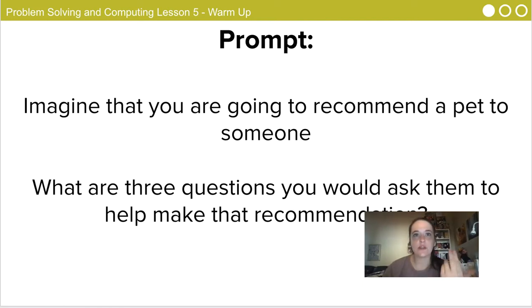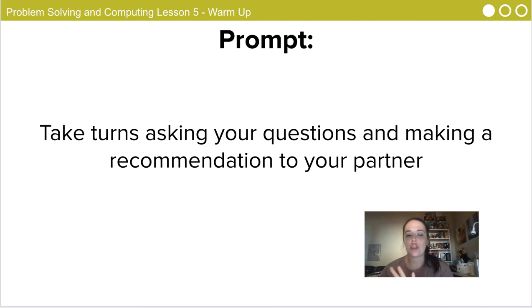In the last lesson, we learned that a computer is a machine that works with information. Right now, we are going to work with information to make a pet recommendation to a classmate or a family member. All right, and so you've thought about 3 questions. If you are working with someone else who is also in this class, go ahead, take turns asking your questions and making a recommendation to your partner.